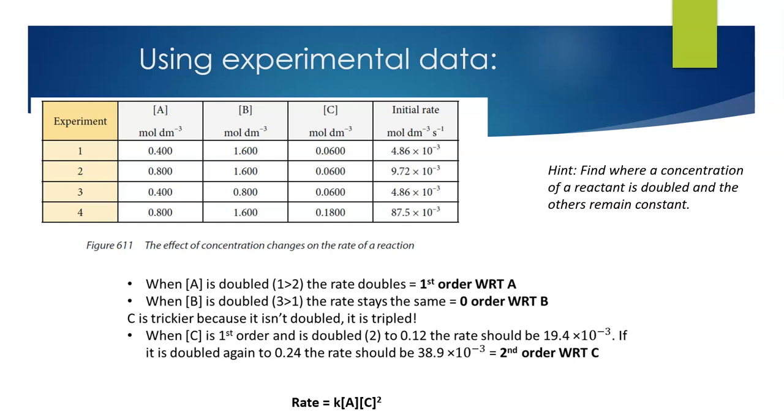One of the most common ways that you're going to see this presented to you is in a table of data. You will have a series of experiments. This is experiment 1, 2, 3, 4. The reactants for these experiments and the concentrations of those reactants for each trial, and then the rate that has been measured for the initial rate for each of those concentrations.